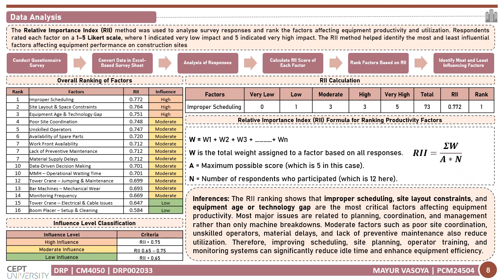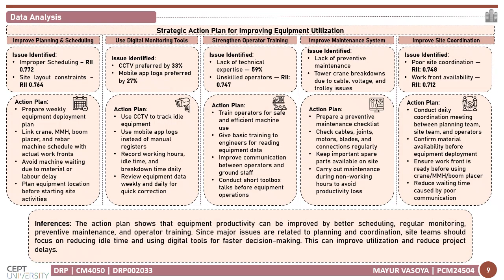After identifying the most critical factors, the next step is to convert these findings into a practical action plan for improving equipment utilization. So now let's move on to the strategic action plan for improving equipment utilization. This slide represents the strategic action plan developed from the data analysis and RRI ranking.